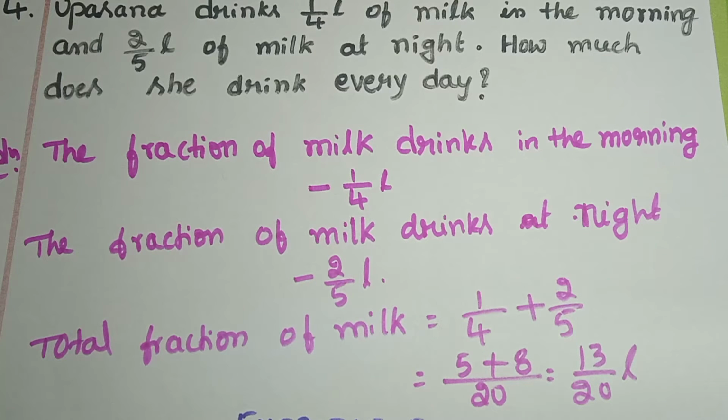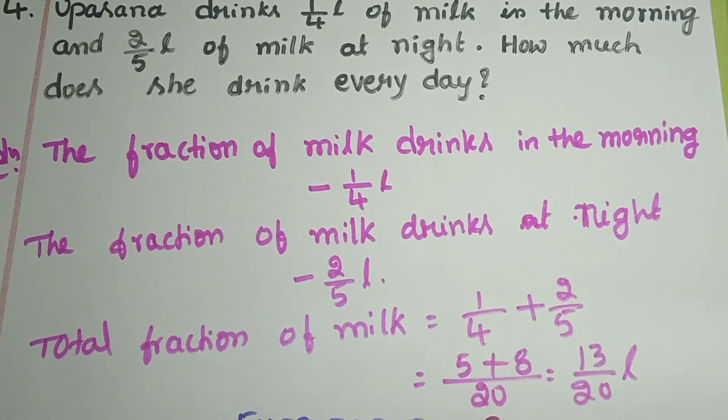13 by 20 liter of milk she will drink every day. Okay children, this is 4 into 5, 20. This is the LCM. Okay children, after this what will you do? That is 1 by 4, it will become 20. What should we multiply? We should multiply with 5. That's why I have written directly here 5.